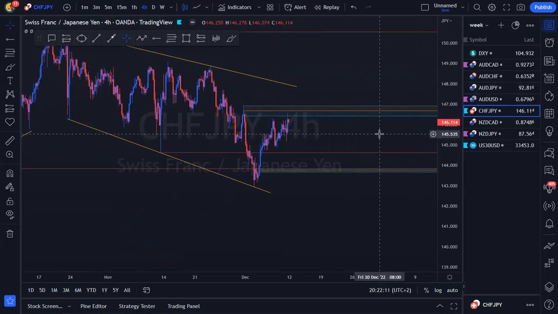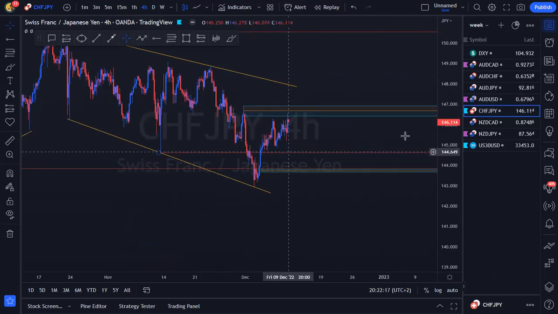So for now, taking into account context, where are we? We're closer to resistance than we are to any sort of support. So for this week, guys, I'm going to be more bearish on Swiss Yen than I am bullish because we are close to a resistance area. It makes a lot more sense to be a seller from resistance than it does to be a buyer.